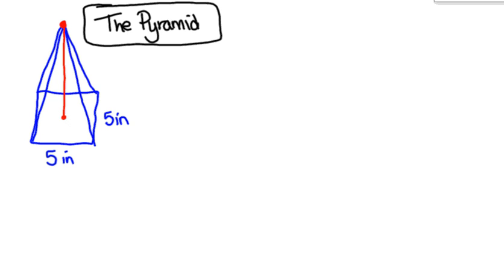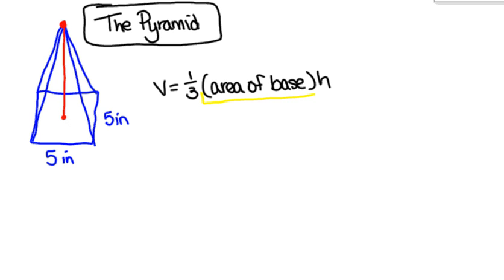And if I want to find the volume of a pyramid, the formula that I'm going to use to do that is 1/3 times the area of that square base times the height of the pyramid. And in this formula, just as you've seen done before, I'm going to represent area of the base with a capital B. So that becomes 1/3 times capital B times H.